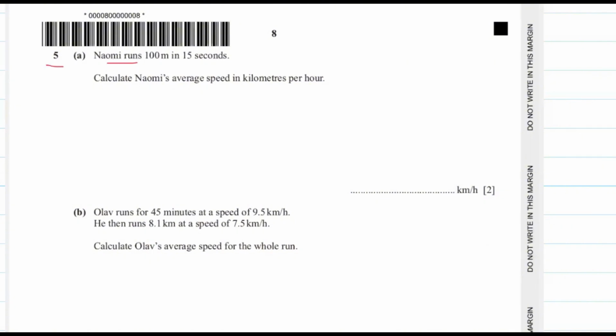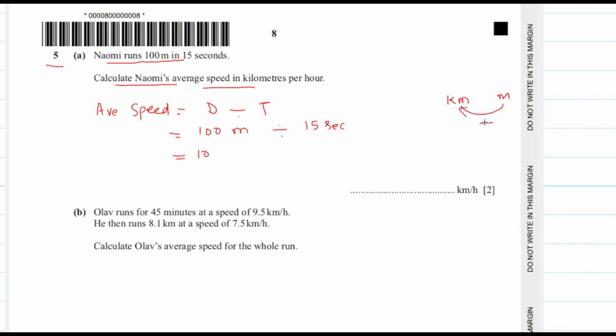Question 5 Part A. Nomi runs 100 meter in 15 seconds. Calculate Nomi's average speed in kilometer per hour. Look here, average speed equals distance divided by time. Here the distance is 100 meter and the time is 15 seconds. We will convert the distance into kilometer. When we convert the value from meter to kilometer, we divide by 1000. Therefore, we write 100 over 1000.